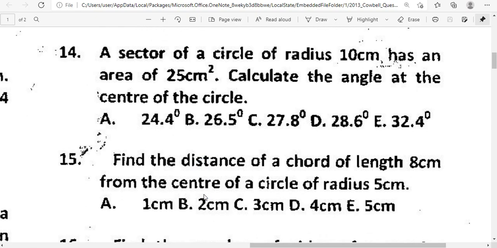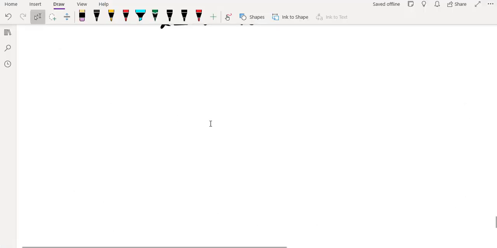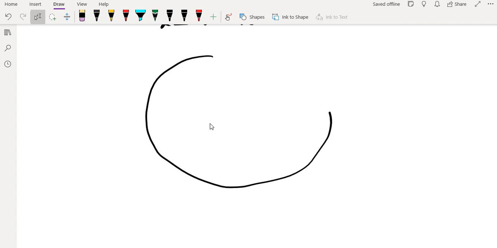Next question. What is the distance of a chord of length 8 centimeters from the center of a circle of radius 5 centimeters? Find the distance of a chord of length 8 centimeters from the center. The distance of a chord from the center. No, it's not diameter. The distance of a chord from the center.